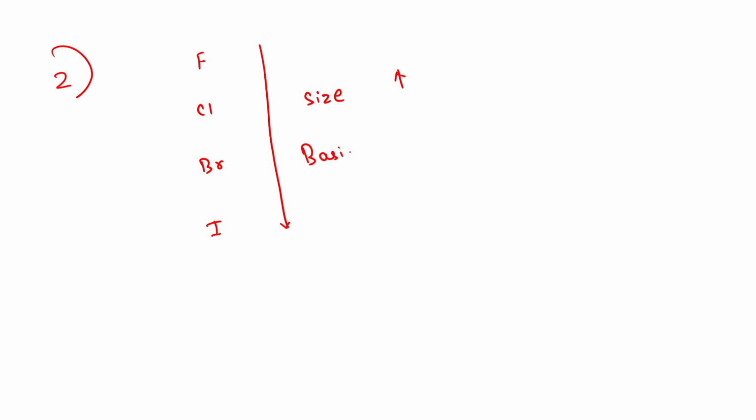Now the second factor which is influencing the basicity is the size of the molecule. On moving from top to bottom of the periodic table, fluorine, chlorine, bromine, iodine, we can see that the size increases. Since the size of the atom increases, basicity would decrease.